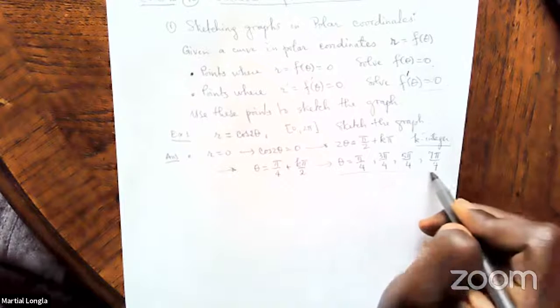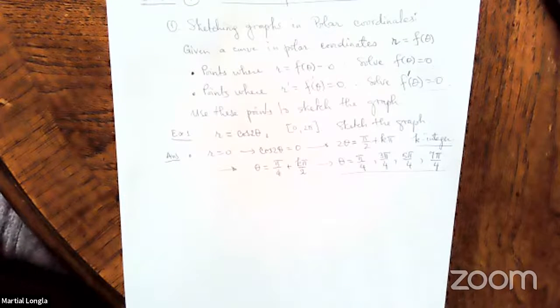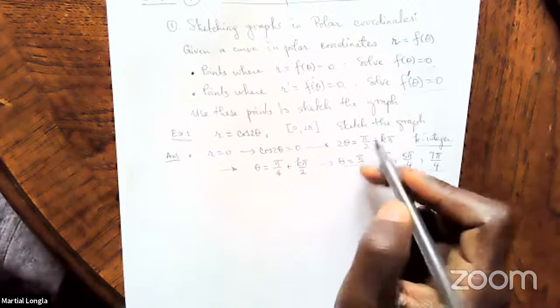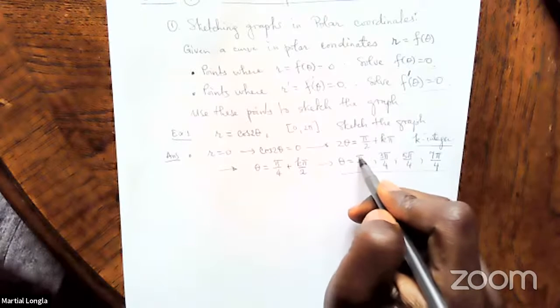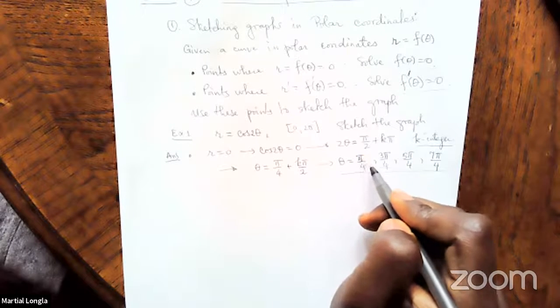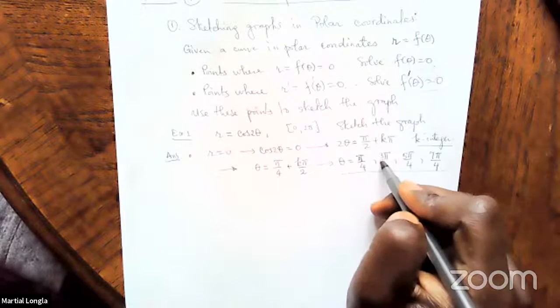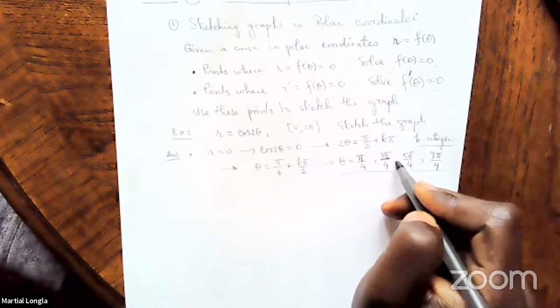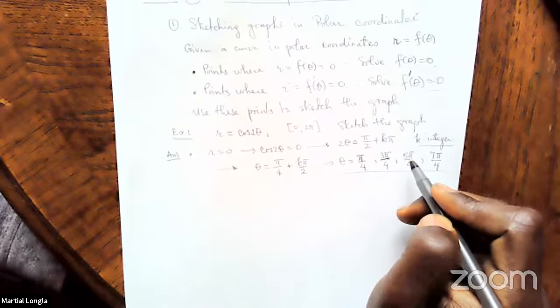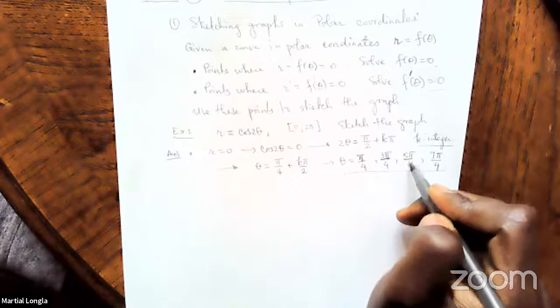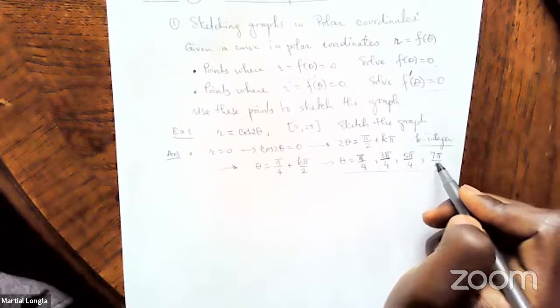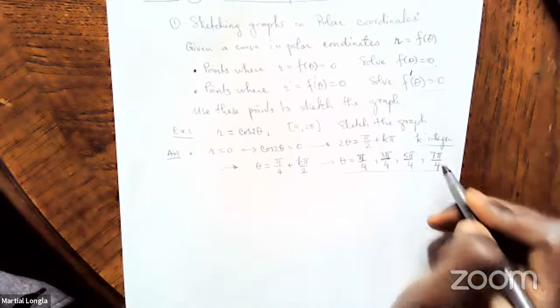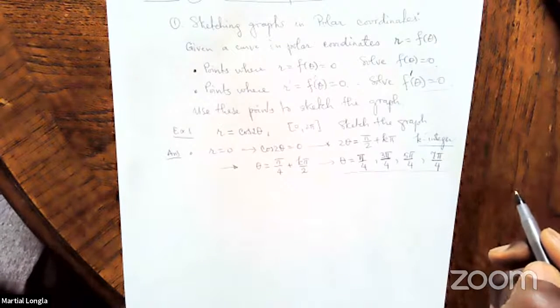So these are the 4 angles where the radius is equal to 0, which means that if I start drawing this graph, along the angle pi over 4, I will head back to the origin. At the angle 3 pi over 4, I will head back to the origin. At the angle 5 pi over 4, I head back to the origin. At the angle 7 pi over 4, I head back to the origin as well.